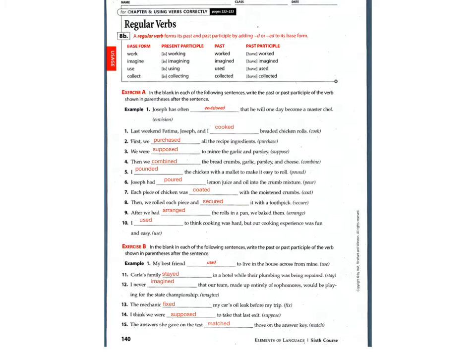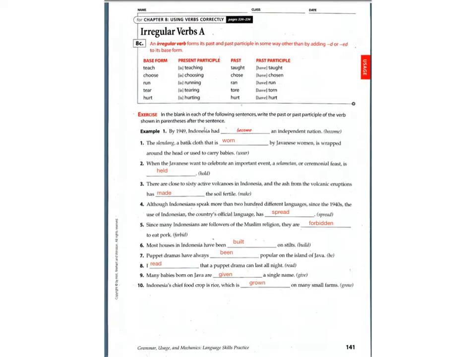All right, for the next slide, we had irregular verbs A. And you were given a verb at the end of the sentence, and you had to change it into its past or past participle. For some of these, you may already know. Others, you might want to take a moment and look up in a dictionary.